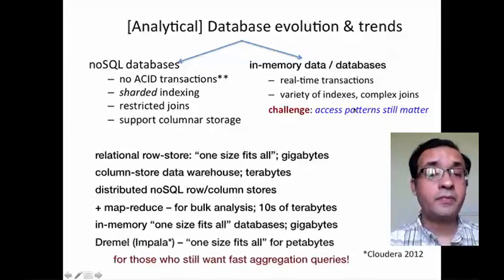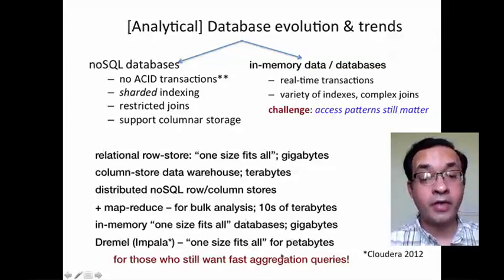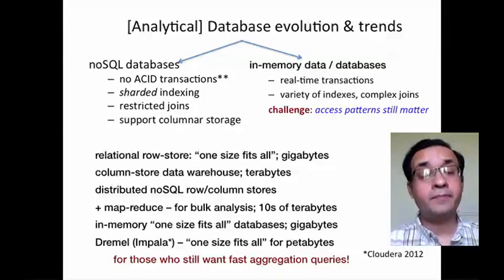And last but not least, Dremel, which is now a one-size-fits-all database for petabytes of data, so you can still do bulk processing on it, but also you can do fast aggregation queries where only parts of the data are touched. In the last year, Cloudera, which is one of the Hadoop distributions, released a product called Impala, which is essentially an implementation of Dremel.